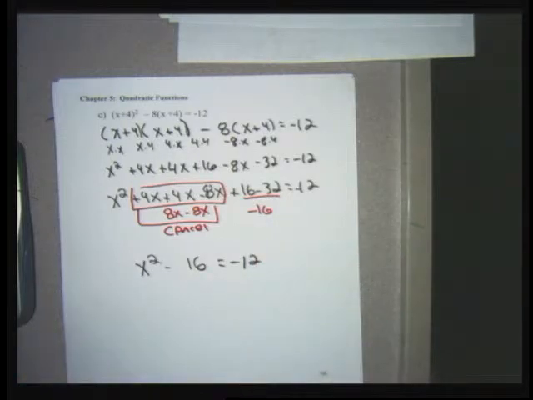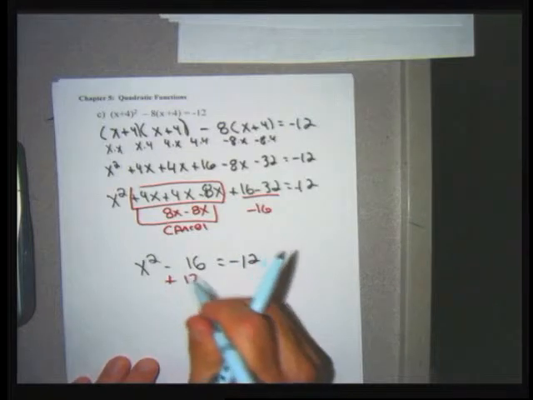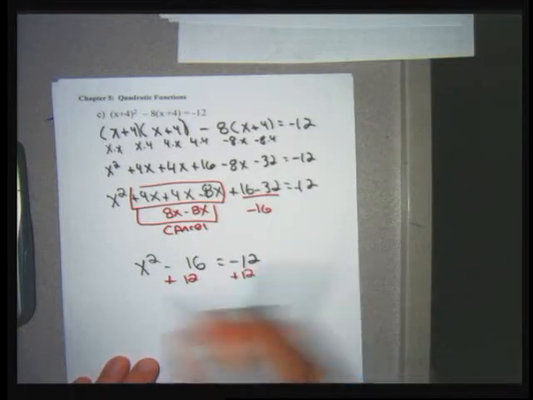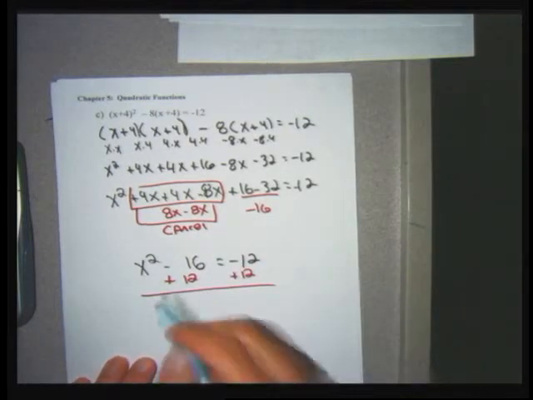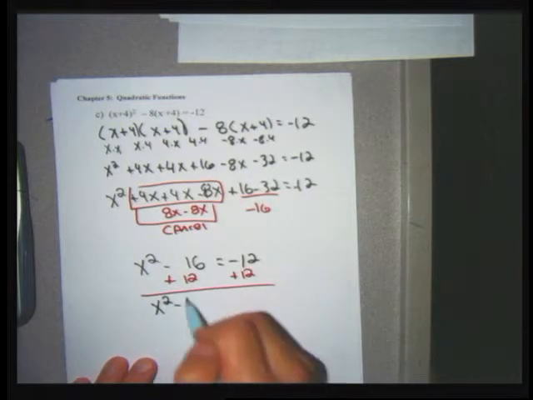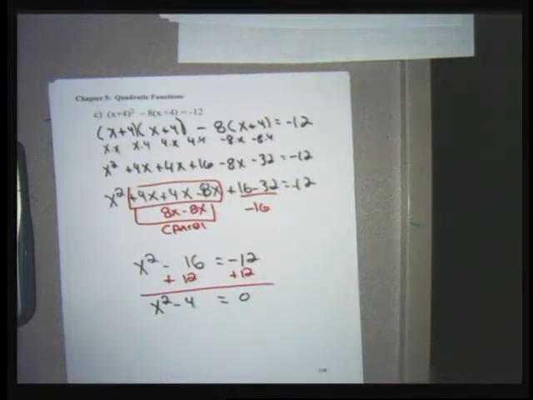Two ways to solve this. I could move the 16 over to the right and solve by plus or minus square rooting, or I can solve by factoring by adding 12 to both sides. And I would guess that most students would do this because that's what they're used to doing. So that's what I'll do.